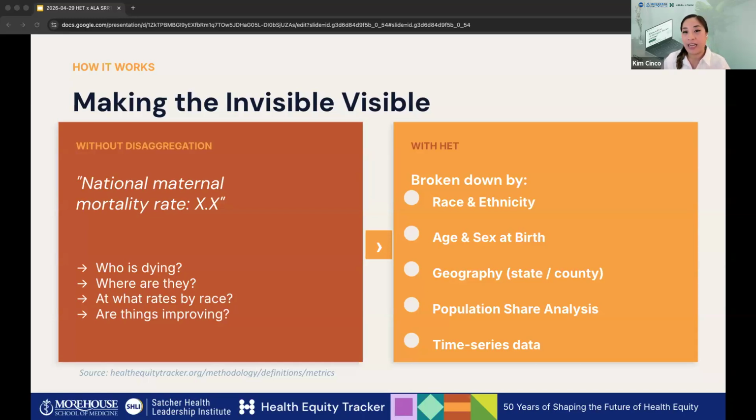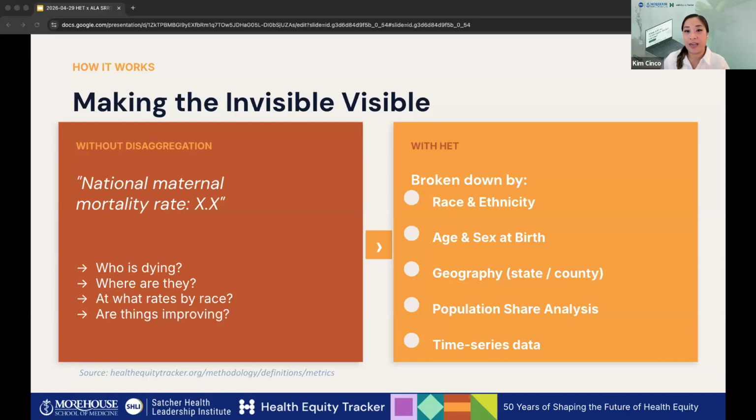You can look at health inequities over time with our time series data. You can see whether things are improving or worsening in your state. You can download the data directly and use it in a presentation, a grant proposal, a news article, or a testimony.